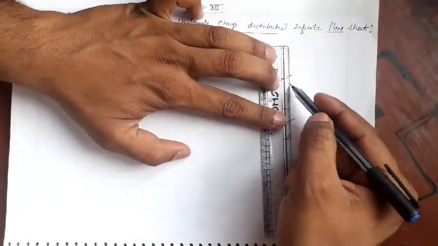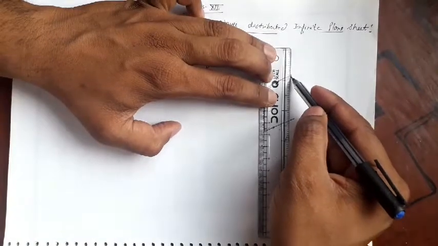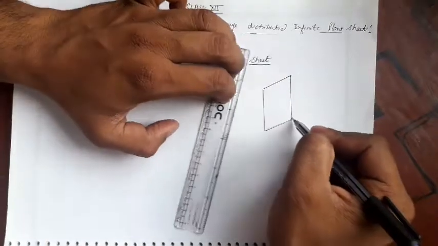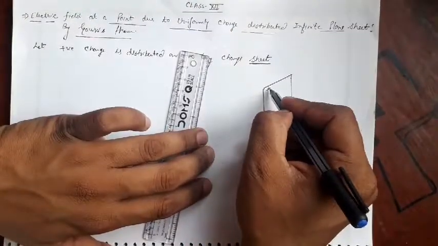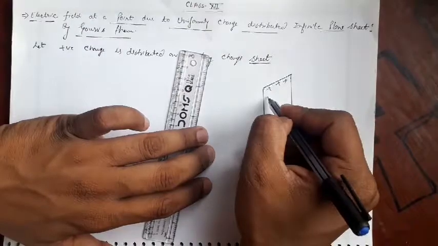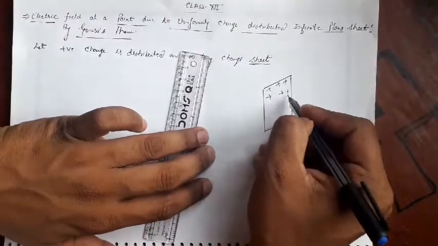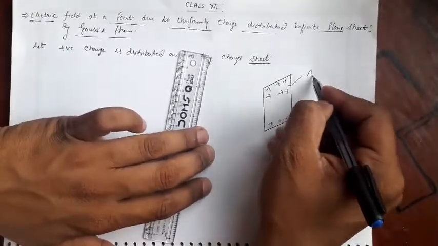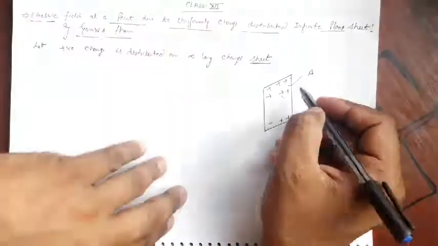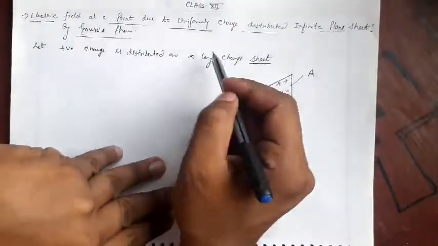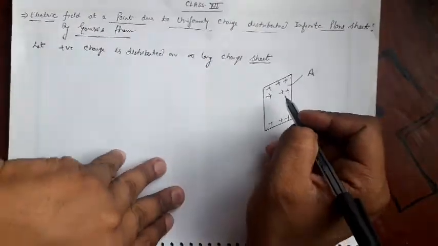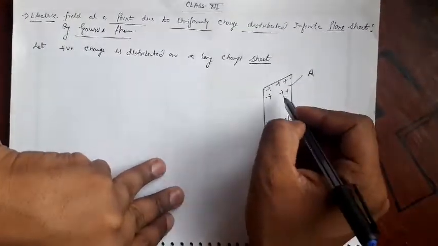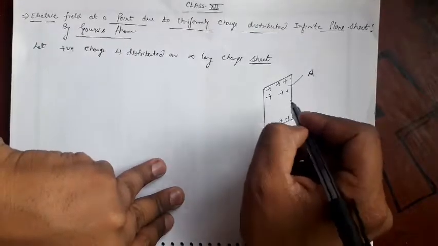and the positively charged, which has distributed on the sheet. Suppose area of the sheet is capital A. Now when we derive the derivation, there are some steps I have already told in the previous video. In the first step we will design a Gaussian surface.